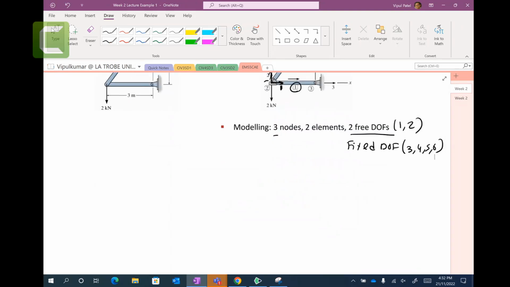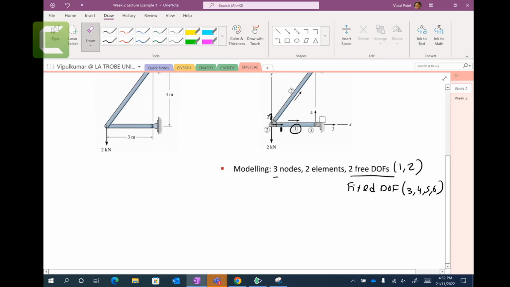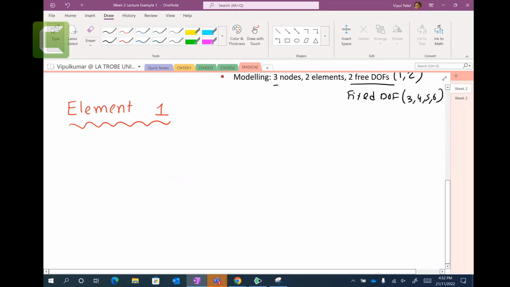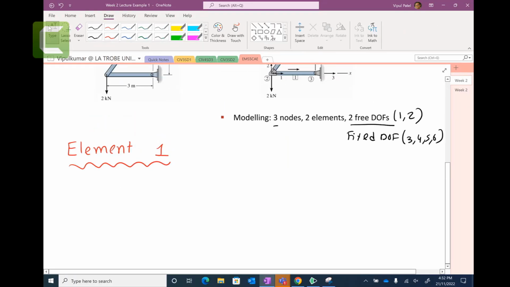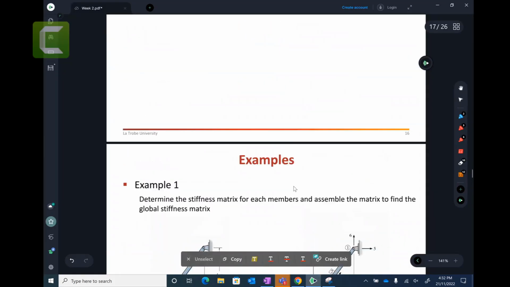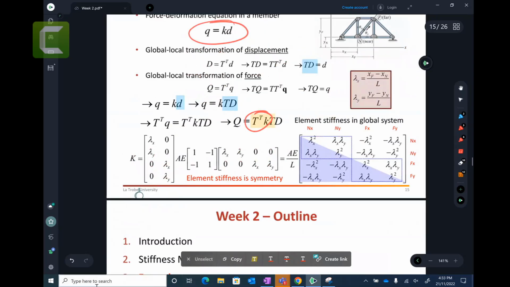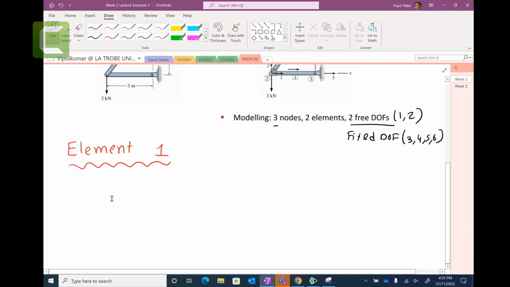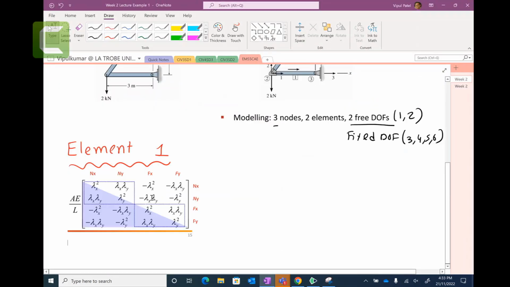Now, what do we need to do? Let's start with element number 1. You can start with element 2, but what makes our life easy? Just say element number 1. Right? What do we need for element number 1? We go back to our lecture notes and get those magical equations. What are the magical equations I'm talking about? Come on, this one here. Edit, copy. Control V.